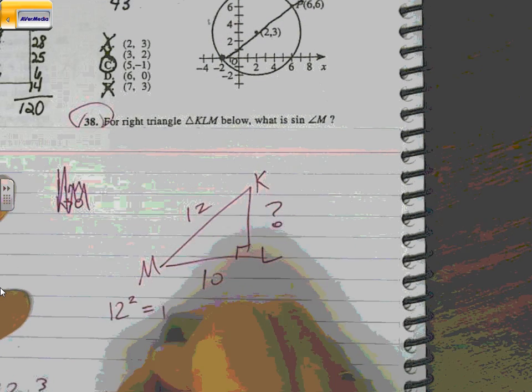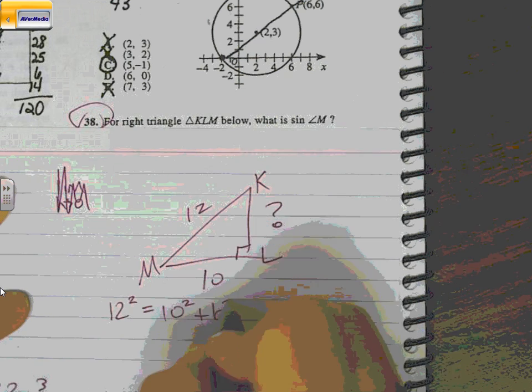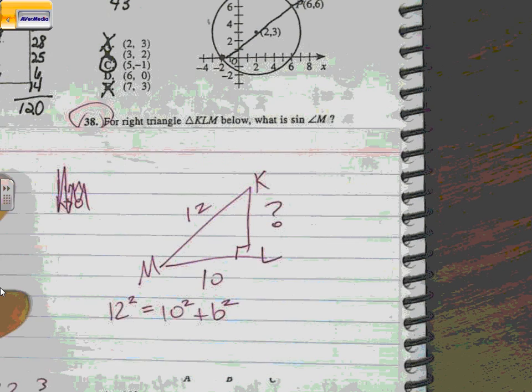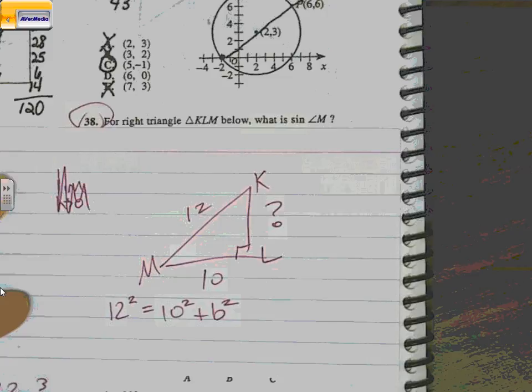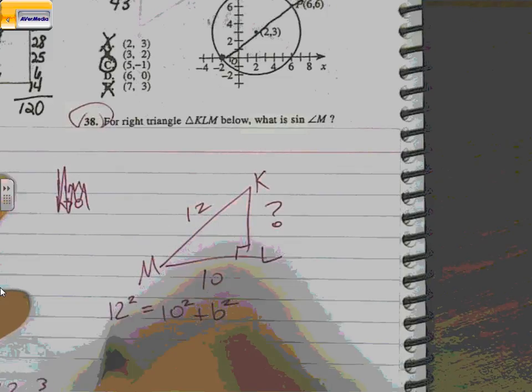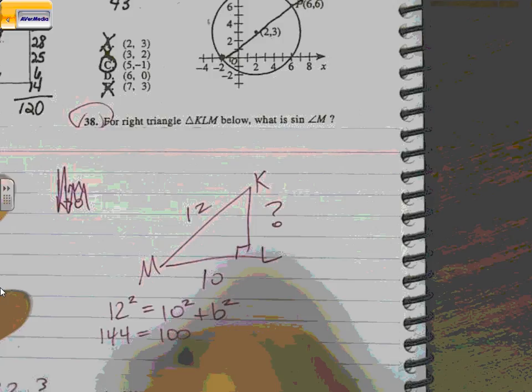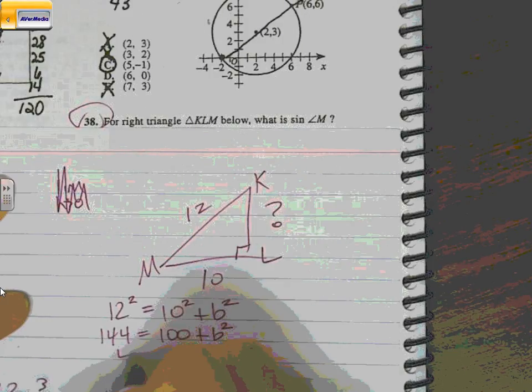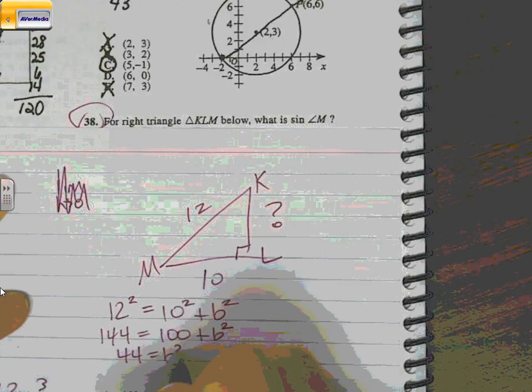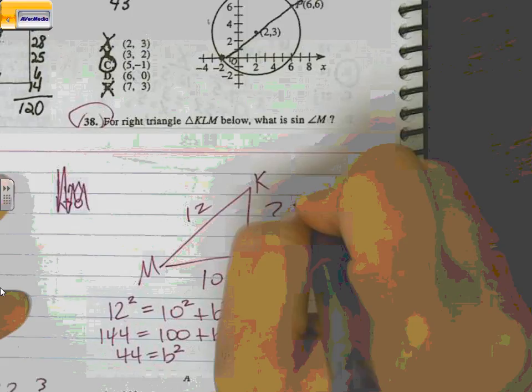So if you needed to see a Pythagorean Theorem worked out, you always make the hypotenuse the C in the Pythagorean Theorem. So you get 144 equals 100 plus b squared. Subtract the 100, I get 44 equals b squared. So b is the square root of 44.